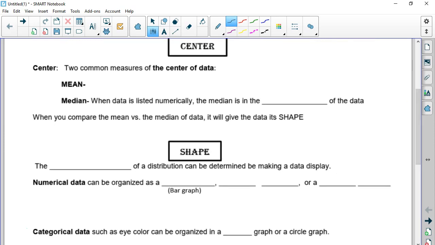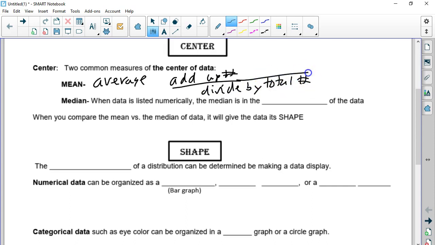2 common measures of the center of data. The mean, which is the average. You add up the numbers and divide by the total number, or the number of data. Then the median is when the data is listed numerically in order, smallest to biggest. The median is in the middle of the data.